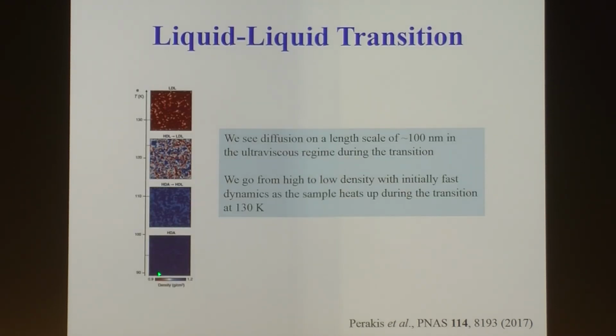And basically, here's a cartoon. We start with high density amorphous ice. This is a density scale. Red is low density, blue is high density. We get some dynamics. We get conversion between different regions. We have inhomogeneities, but we have diffusion, and then it converts to the low density liquid.